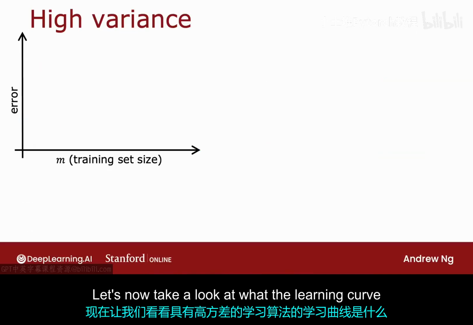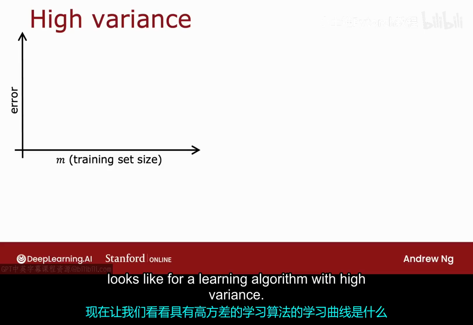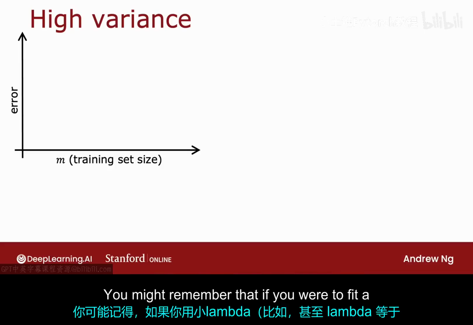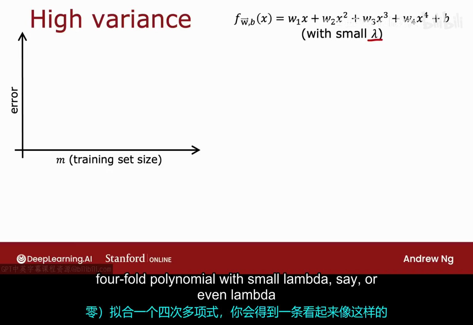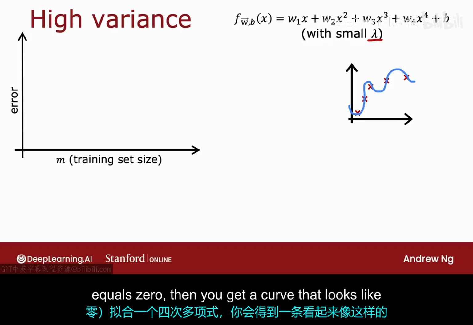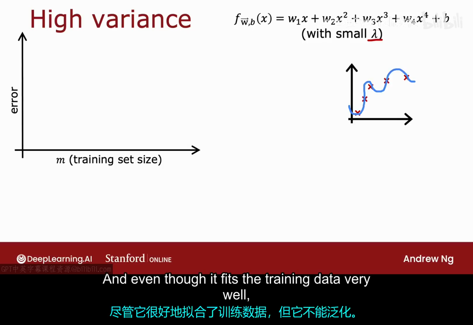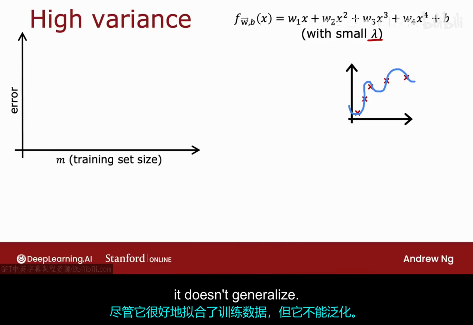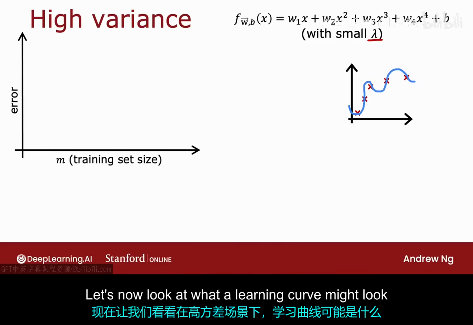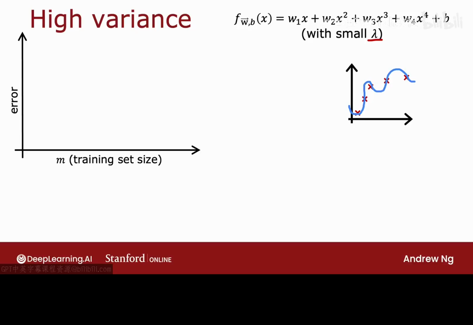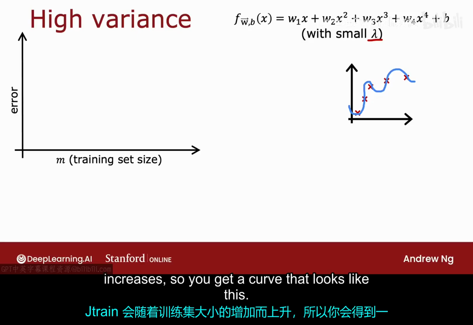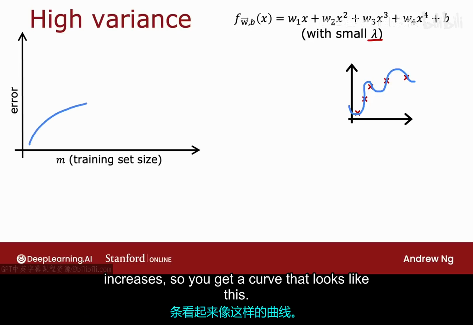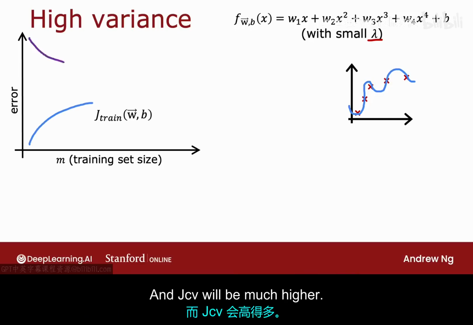Let's now take a look at what the learning curve looks like for a learning algorithm with high variance. You might remember that if you were to fit a fourth order polynomial with small lambda, say, or even lambda equals 0, then you get a curve that looks like this. And even though it fits the training data very well, it doesn't generalize. Let's now look at what a learning curve might look like in this high variance scenario. JTrain will be going up as the training set size increases, so you get a curve that looks like this, and JCV will be much higher.